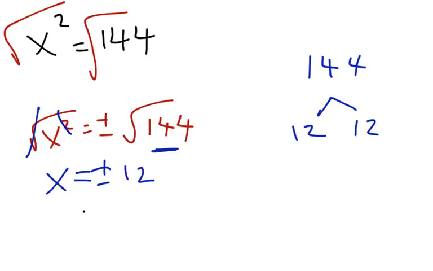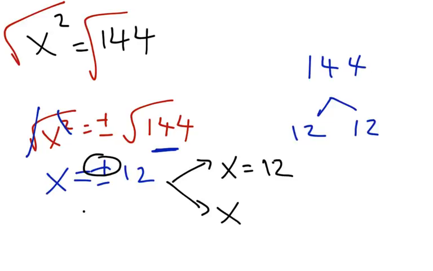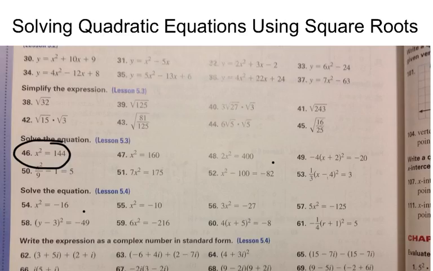Because I have a plus or minus, I'm going to have two answers. One answer is going to be with a positive 12, and the other answer will be with the negative 12. And these are your answers.